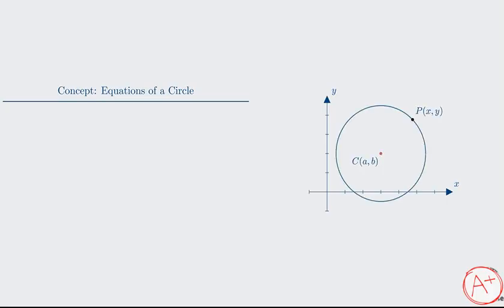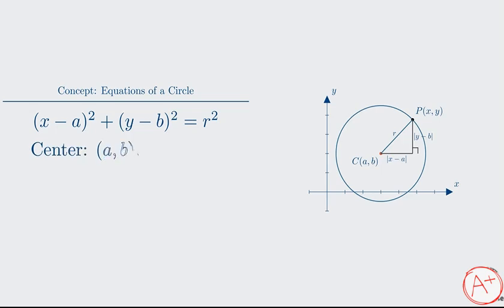A circle is the set of all points that are a fixed distance, called the radius, from a central point. We derive the equation of a circle using the distance formula, which is essentially the Pythagorean theorem. If we take the center as point C, with coordinates a, b, and any point P on the circle with coordinates x, y, the distance between them is the radius, r. Squaring both sides of the distance formula gives us the standard form.